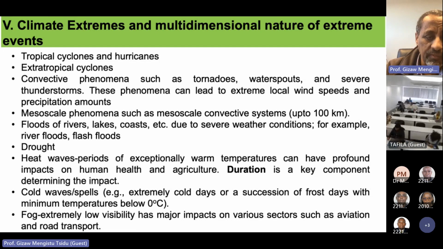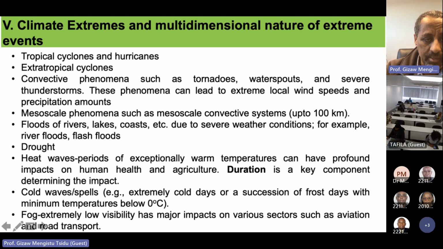Convective phenomena such as tornadoes, also occurring in most part of the ocean. Waterspout, severe thunderstorm. It happens everywhere, even in Botswana, in Namibia. If you can bring this into this also: dust storms. Dust storms are part of the climate extremes nowadays, because there has to be a strong wind that triggers the dust storm. So this usually leads to extreme local winds.